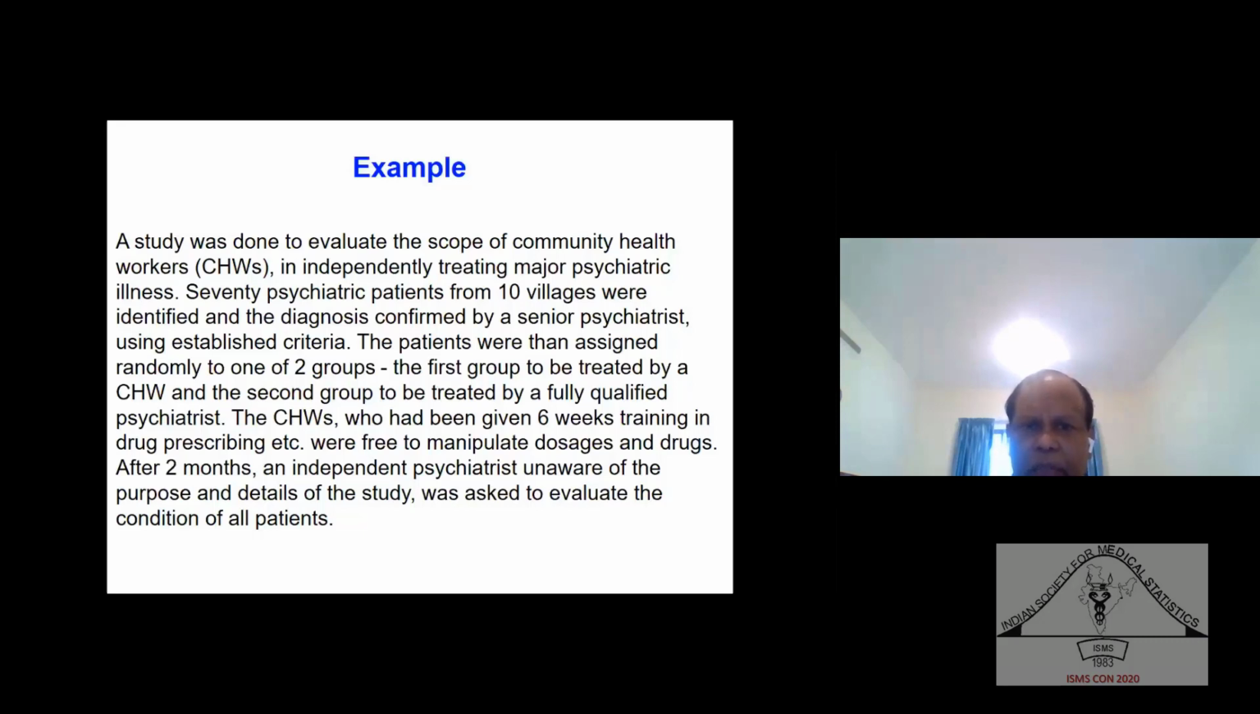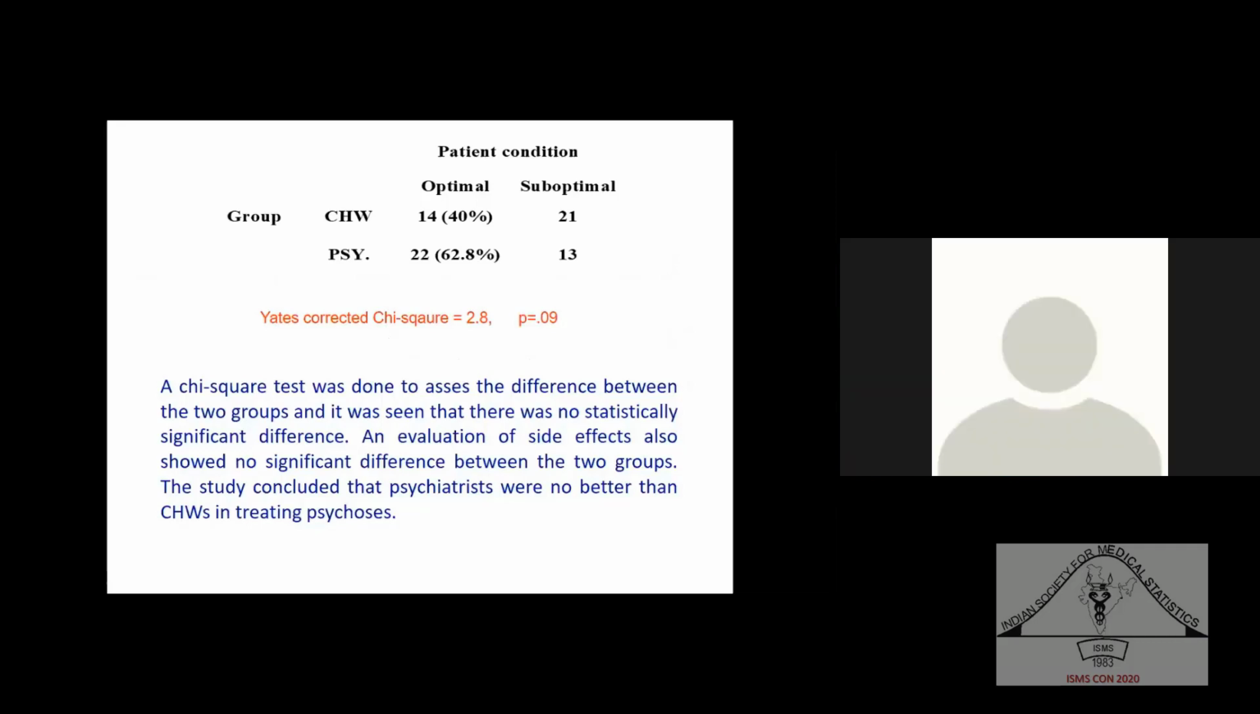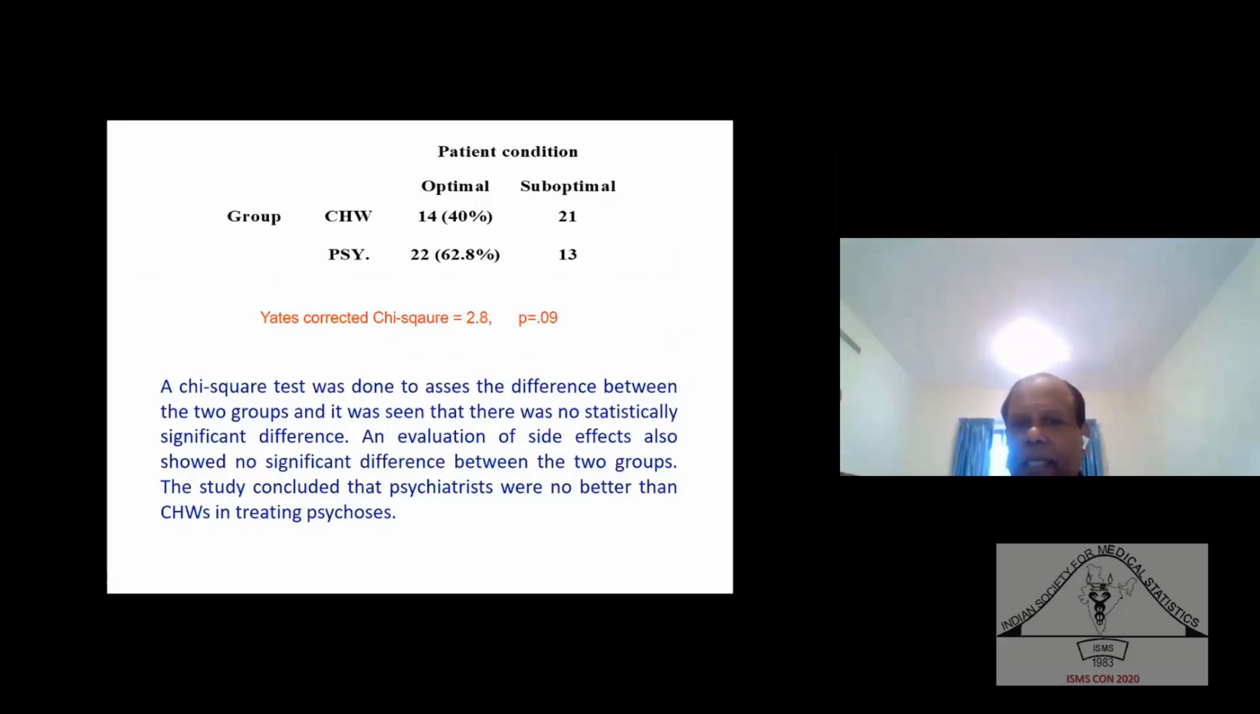And I'm going to introduce the next slide, just data. This is the data. 35 patients were allocated to community health workers, and 35 were allocated to psychiatrists. And this is the data. The cure rate in psychiatrists was 63%. Yeah, 63%. And in the community health workers it was 40%. So the psychiatrists are 23% better. But if you look at the p-value, it is not statistically significant.